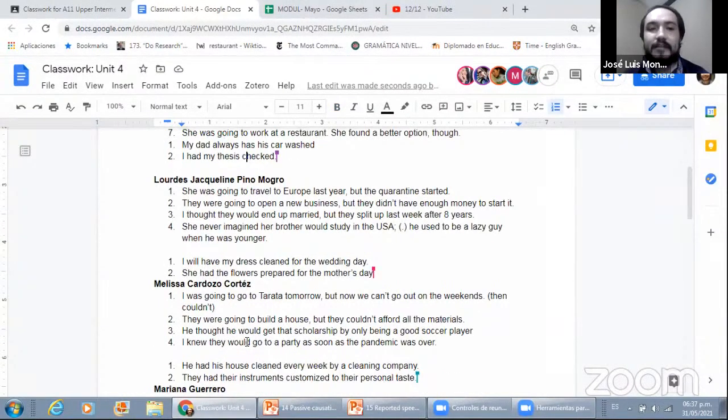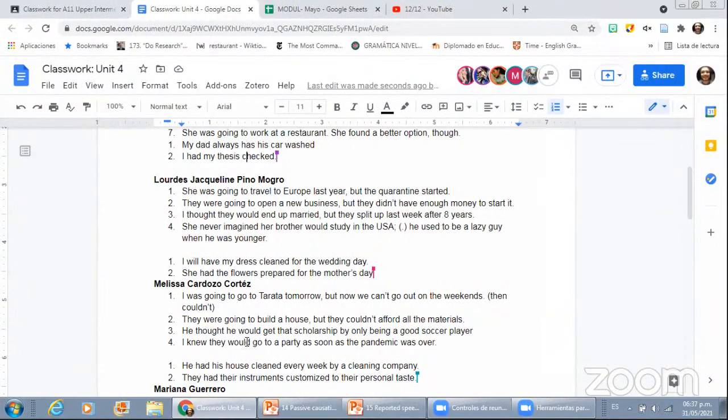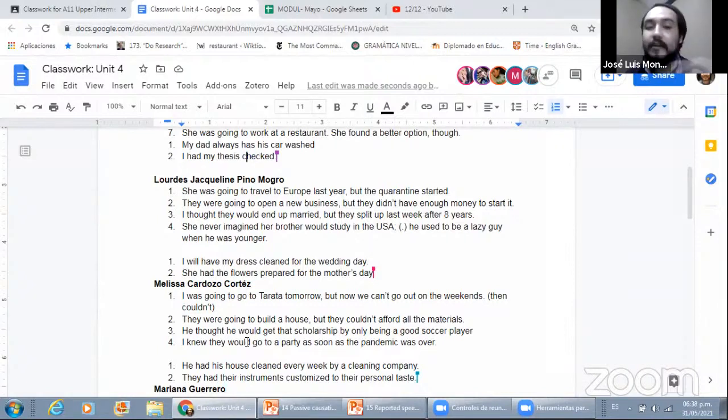Let's read your two sentences, please, Lourdes. Okay, the first one, I will have my dress cleaned for the wedding day. And the second one, she had the flowers prepared for the Mother's Day. Very good. Perfect. Once again, first future, second past, always have the object, my dress, and in the second one, the flowers, and the verb in the past participle, cleaned, and in the second one, prepared, right? And then the rest is only complement, right?